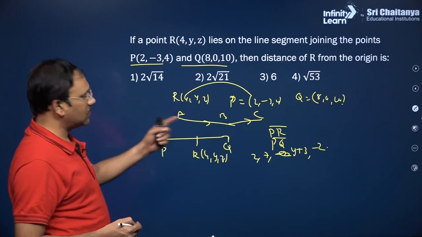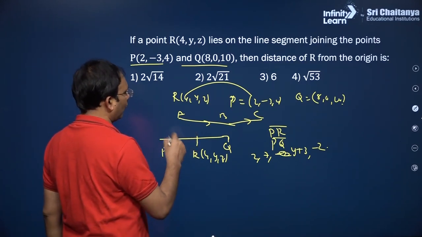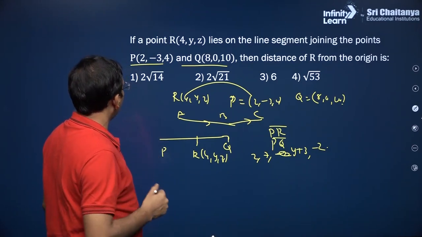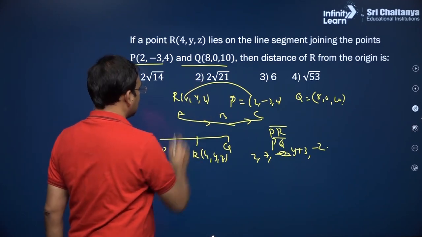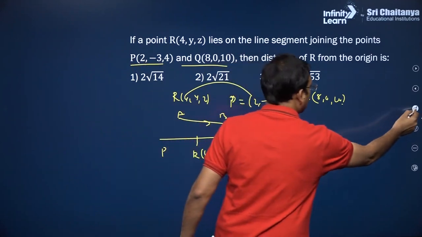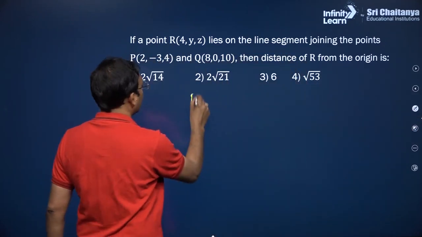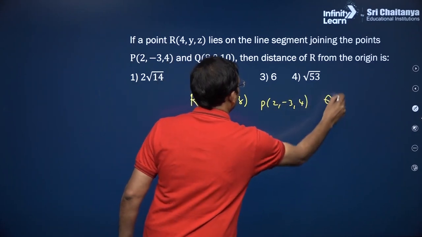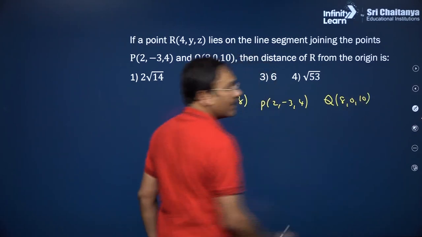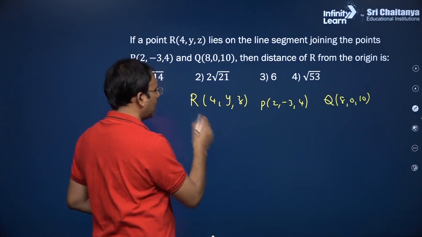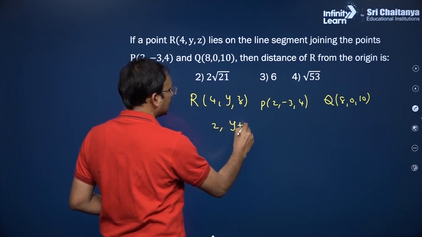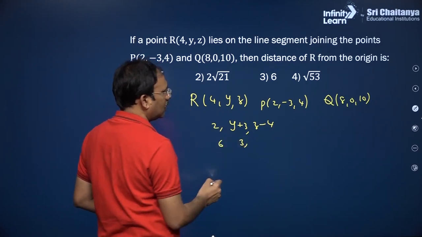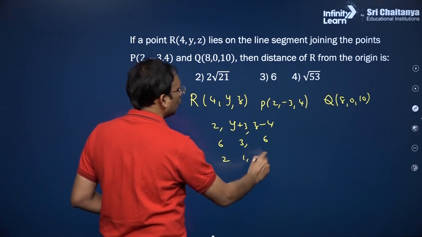So, given these three are collinear, the slope of QR is 4 minus 2, y plus 3, and 2 minus 2. He has given R as (4, y, z). Just for your information, friends, let me write it in a clear manner. You just see, friends, R point is (4, y, z), P is (2, minus 3, 4), and Q is, my dear friends, (8, 0, 10). Given these three points are collinear, what are the DRs of RP? 4 minus 2 is 2, y plus 3, z minus 4. Here P and Q are completely known: 8 minus 2 is 6, 0 minus of minus 3 is 3, 10 minus 4 is 6. That means 2, 1, 2, my dear friends.